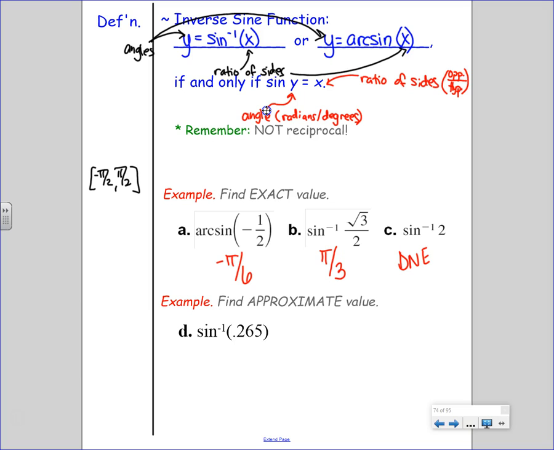Now, this little part over here is the domain restriction, the domain restriction from the page before. The restriction that allows the calculator to give you one answer even though there are infinitely many places this can occur. Which is why, when we said arcsine of -1/2, hold on, pause.